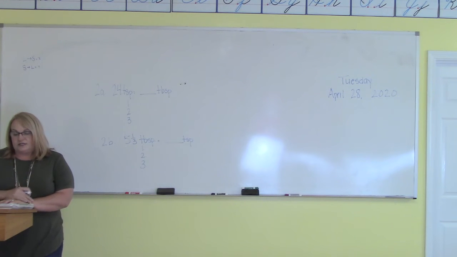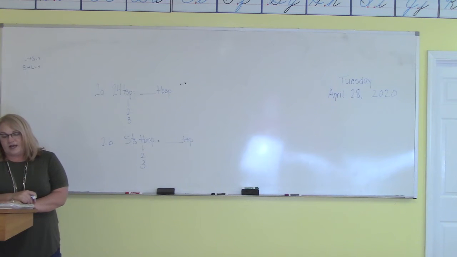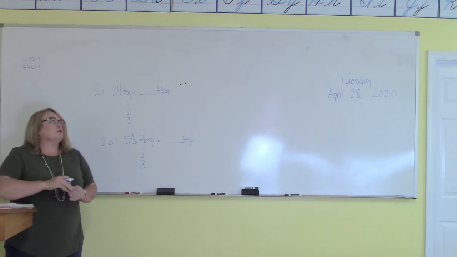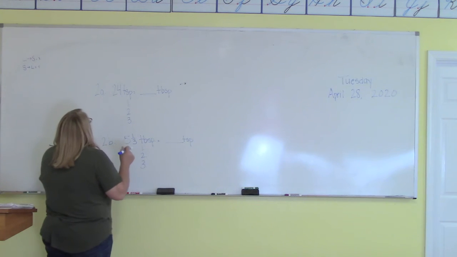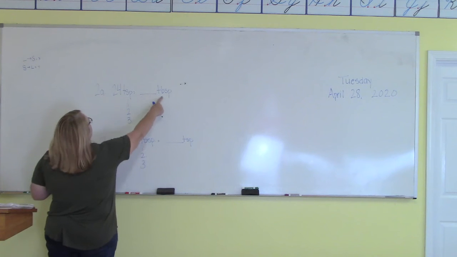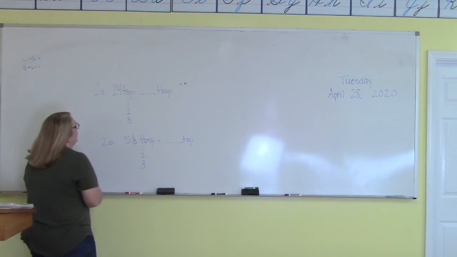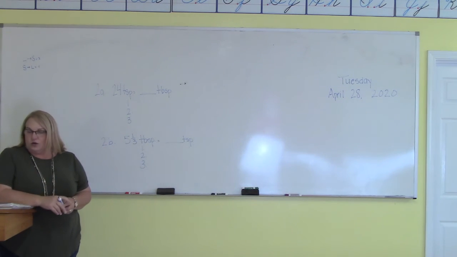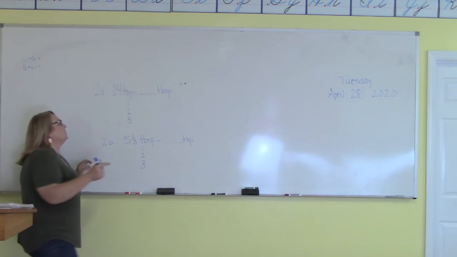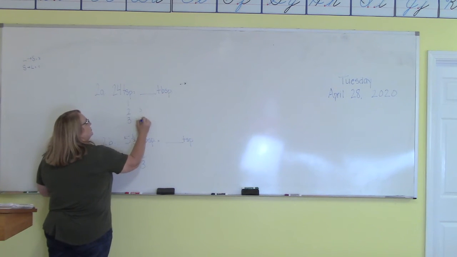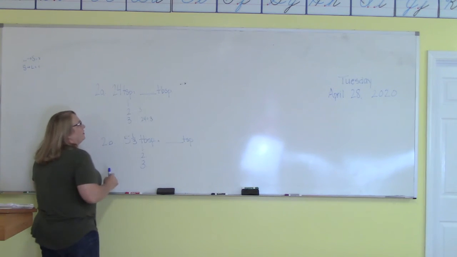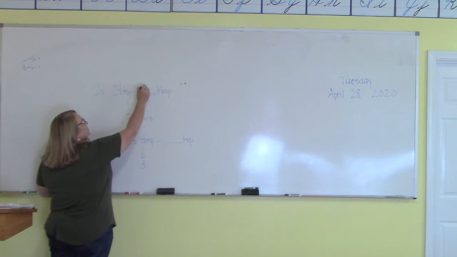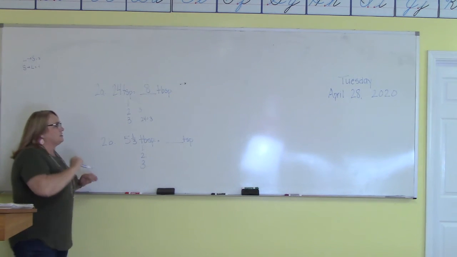All right, number 2 says convert to find the answers. You have 24 teaspoons is equal to how many tablespoons? All right, so you're going from a small unit to a large unit, so you're going to divide. Okay, how many teaspoons are in 1 tablespoon? 3. So you're going to divide 24 divided by 3. So 24 teaspoons is equal to 8 tablespoons.